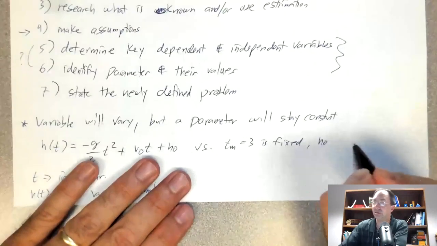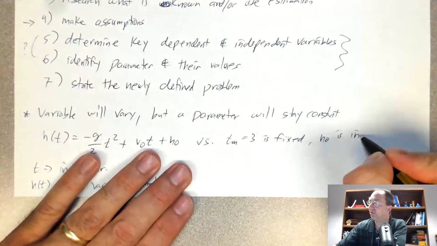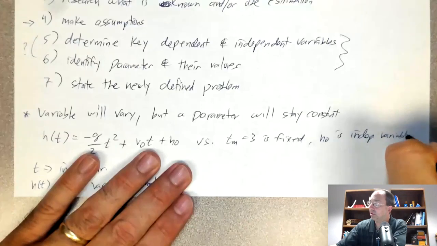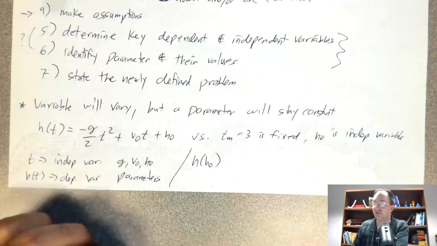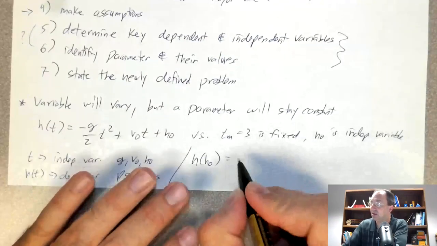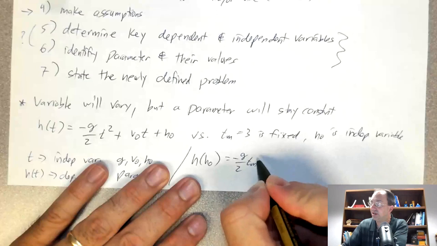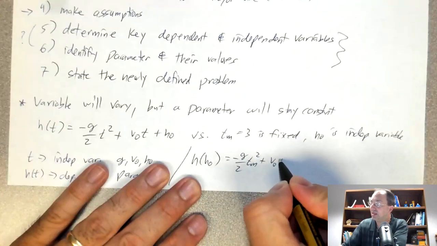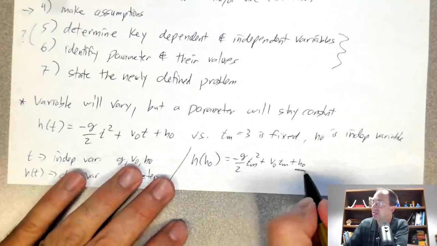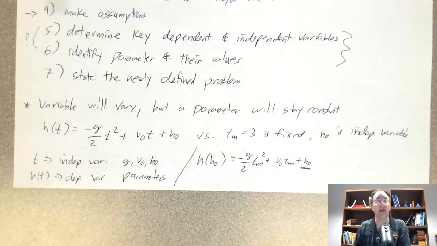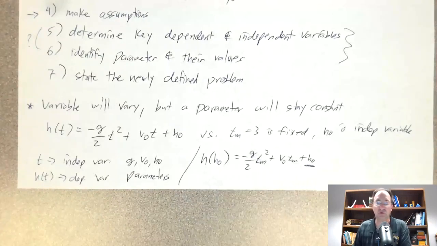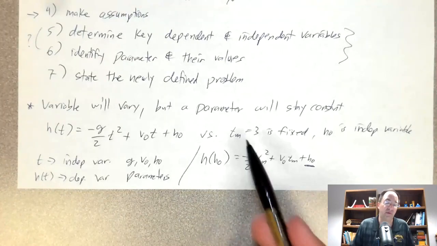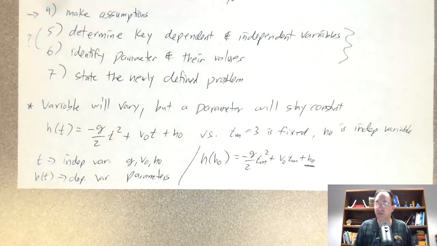And now h naught is the independent variable. So notice in this case, my formula is still a function of something, h naught in this case, and now it's minus g over 2 t_m squared plus v naught t sub m plus h naught. And now this h naught is the variable. It's allowed to vary, and I can plot a function with respect to that. H is still the dependent variable, and now t_m is one of the parameters. Here, for now, it's 3, but it could be changed just like we changed h naught or v naught before.